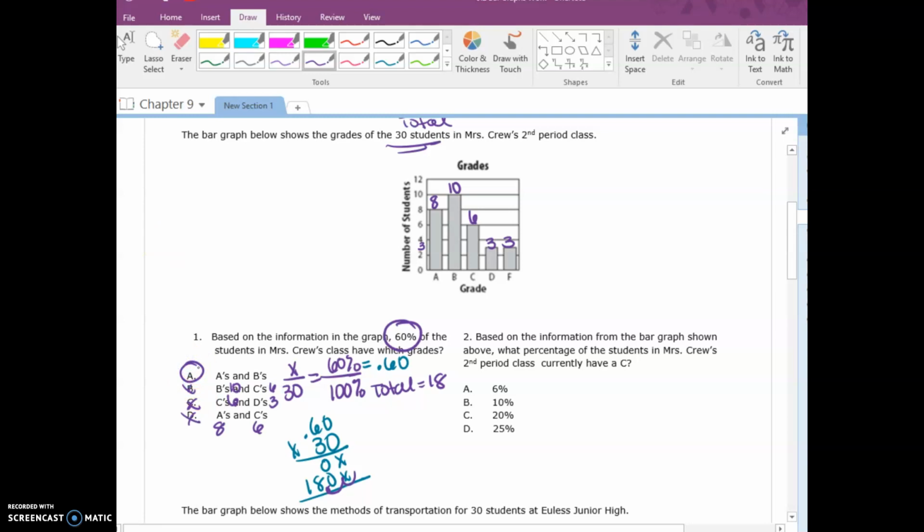All right, so let's look at number 2. Based on the information from the bar graph shown above, what percentage of students in Miss Crew's second period class currently have a C? So the question is asking what is the percentage there. So I would have my part over my whole, 6 over 30. Remember, when you do that, you can set it equal to 100, or you can just divide 30 into 6 to give you your 0 and your decimal. So 30 into 6 is 20%. So that would give me my answer.